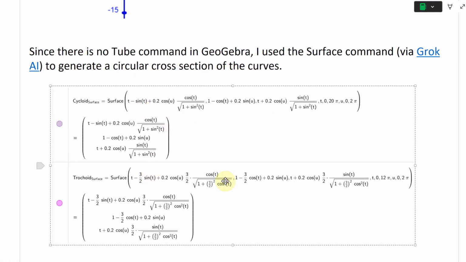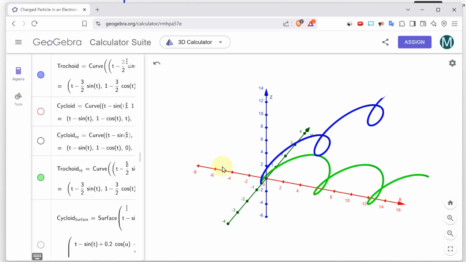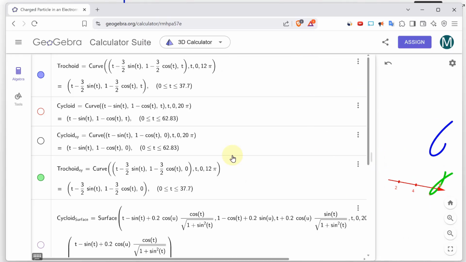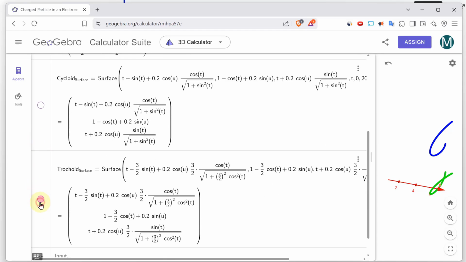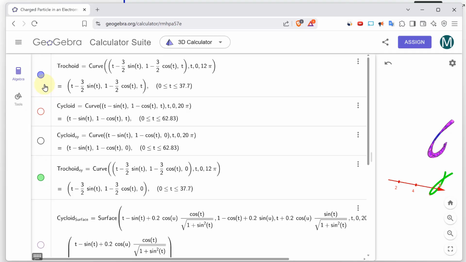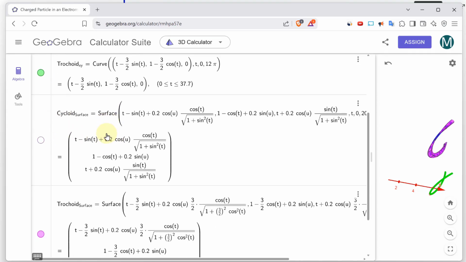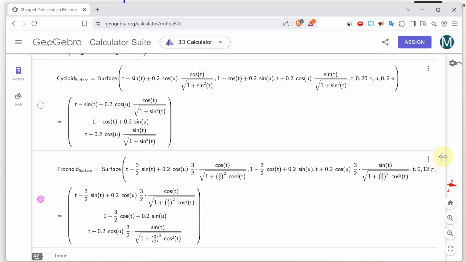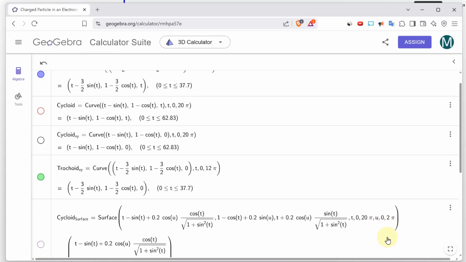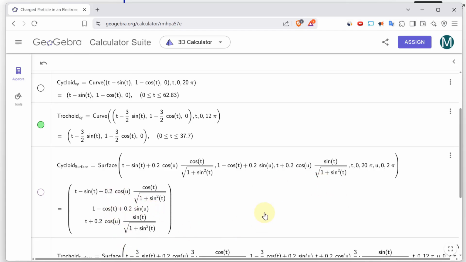There's what it made up for me, and basically the whole idea is to simplify it. It looks giant, but basically it takes these curves. For example, I'll do the trochoid. There's a trochoid surface, and I'll do the trochoid and the XY. So what it does is take that curve, the surface, and puts these in. But I also included this setup here, what Grok AI added: this 0.2 cosine u. It added a third parameter, and this one just goes from 0 to 2 pi. All it is doing is making a circle around it, a cross section.